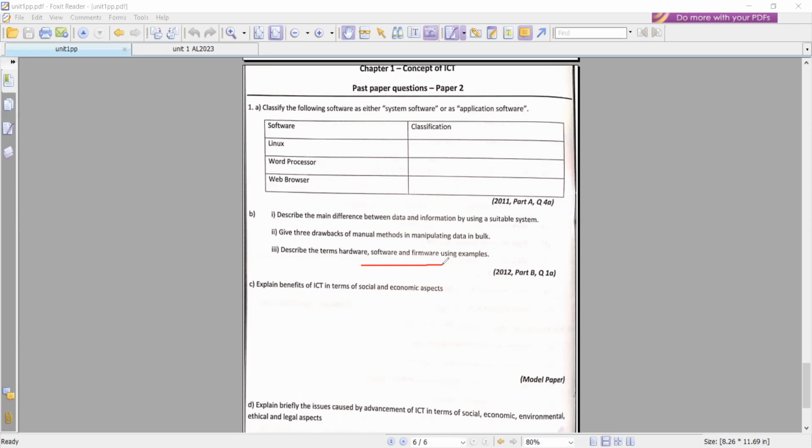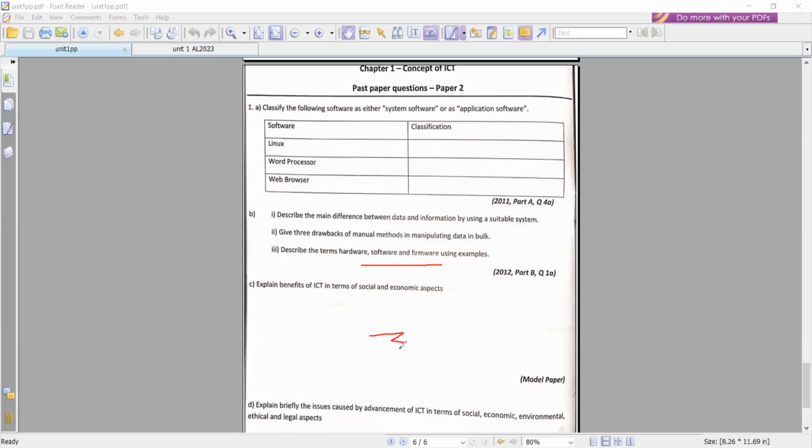Firmware means those having a combination of hardware and software both, and needed to boot up the computer. The ROM is used to boot up your computer. ROM has BIOS programs and all that. So that is both hardware and software. That means you can touch it, and inside that you have a program running it, right? So that is called firmware.